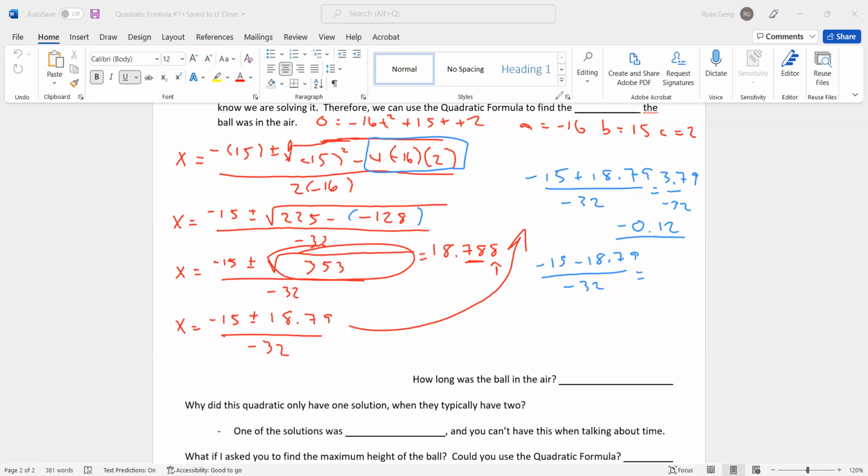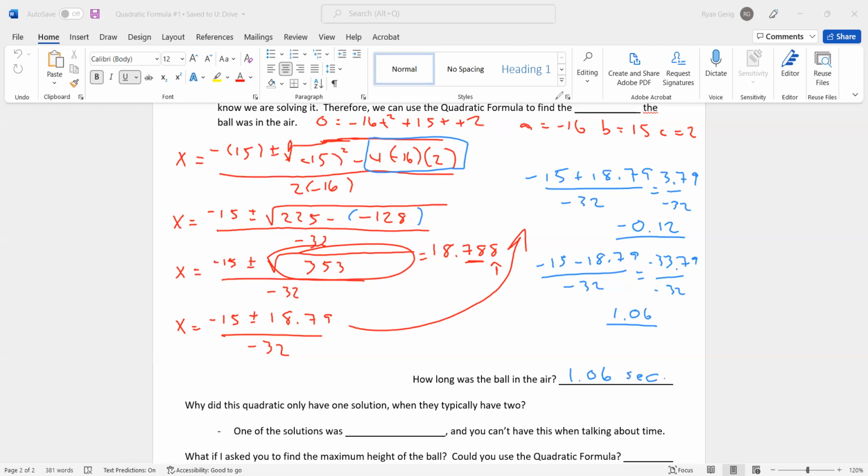The other one, negative 15 minus 18.79 is negative 33.79 divided by negative 32 is 1.055, so 1.06. Okay, so I have two solutions there. So how long was the ball in the air? Which one do I choose? Well, I'm going to go with 1.06, and this is in seconds. So the ball was in the air for 1.06 seconds.